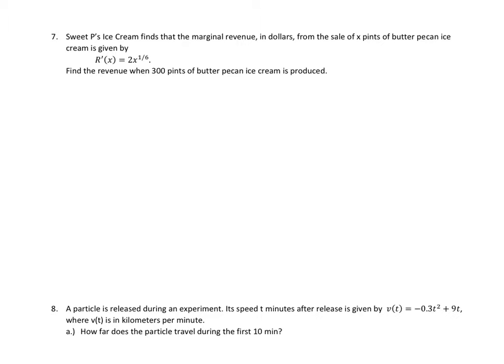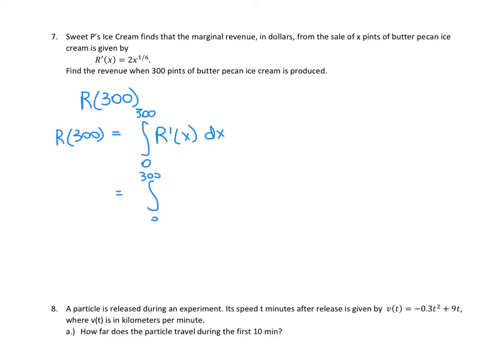In order to find the total revenue when 300 pints of butter pecan ice cream is produced, we need to integrate to find R of 300. So here we need to integrate over the interval 0 to 300, where our function is the marginal revenue function with respect to x. So that's going to look like the integral from 0 to 300 of 2x to the 1/6 dx. So we need to find the antiderivative of 2x to the 1/6.